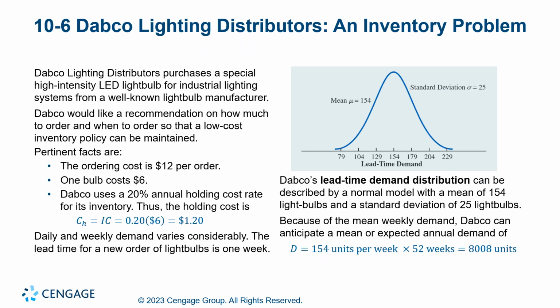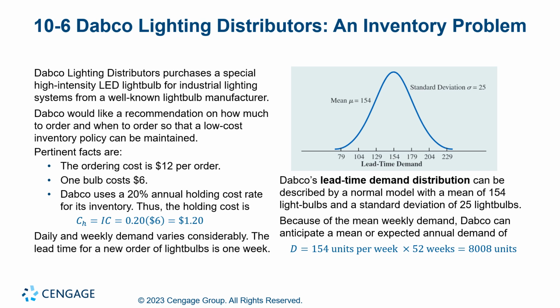So now let us take this example. We have Dubco Lighting Distributors. Dubco purchases a special high intensity LED light bulb for industrial lighting systems from a well-known light bulb manufacturer. Dubco would like a recommendation on how much to order and when to order so that a low-cost inventory policy can be maintained. The pertinent facts are that the ordering cost is $12 per order, one bulb costs $6, and Dubco uses a 20% annual holding cost rate for its inventory.